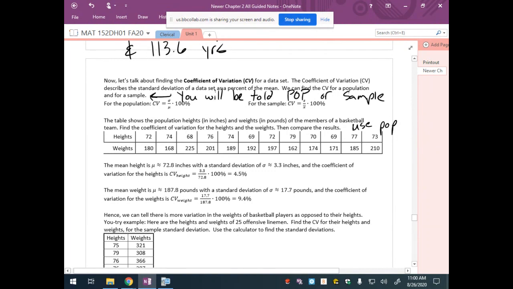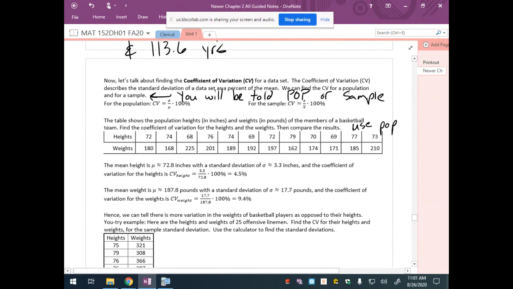So the mean height is 72.8 inches with a standard deviation of 3.3. You take that 3.3 and divide it by 72.8, and you get 4.5% variation in height. The mean weight is equal to 187.8 pounds with a standard deviation of 17.7 pounds. So the coefficient of variation for the weights is 17.7 over 187.8 times 100%, and that would be 9.4%.